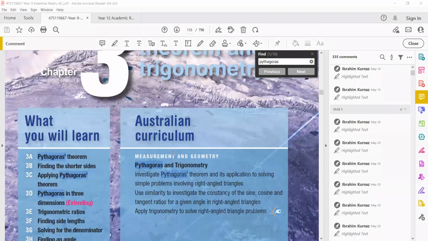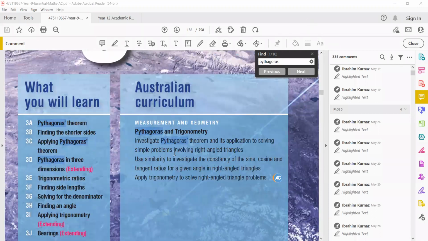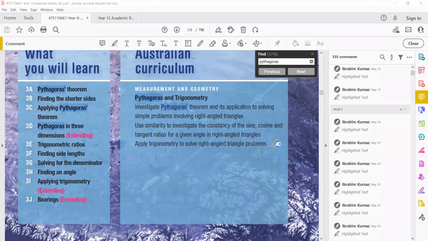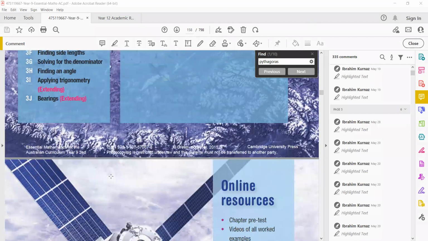Pythagoras theorem, right? Today we're going to cover it. Find the shortest side, apply the Pythagoras theorem. Pythagoras in 3-dimension, trigonometric ratio. Side length, finding, apply. And bearings, right?